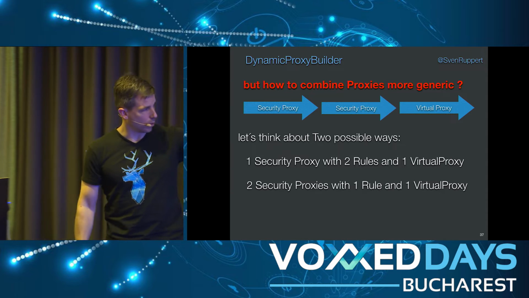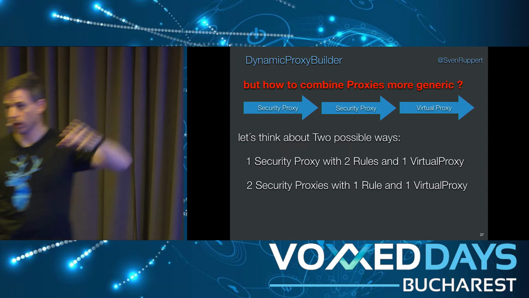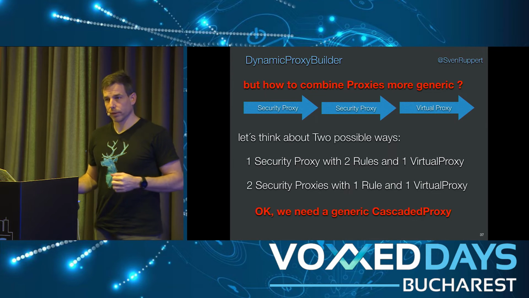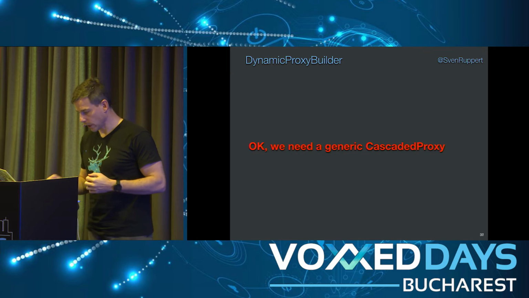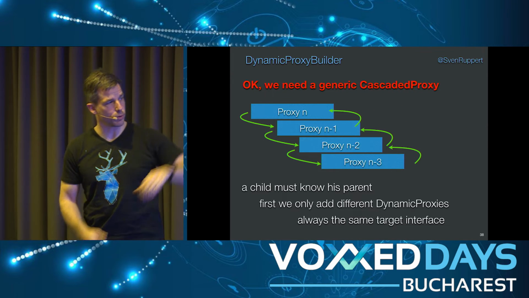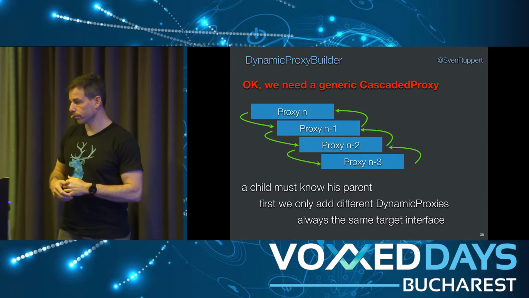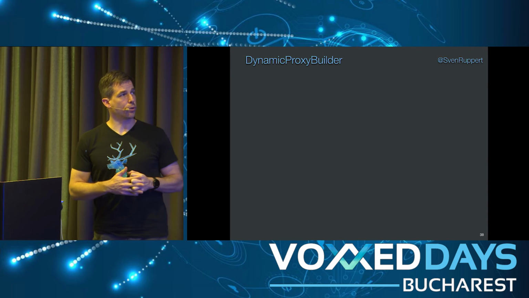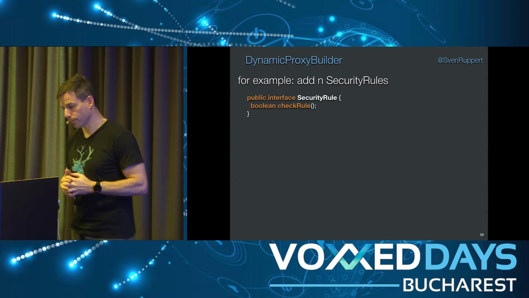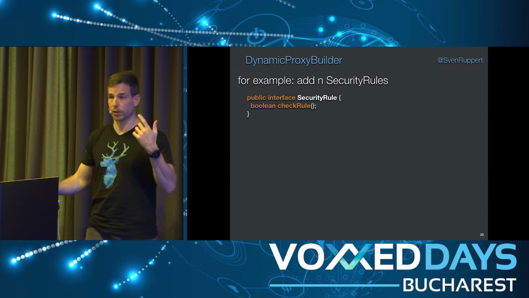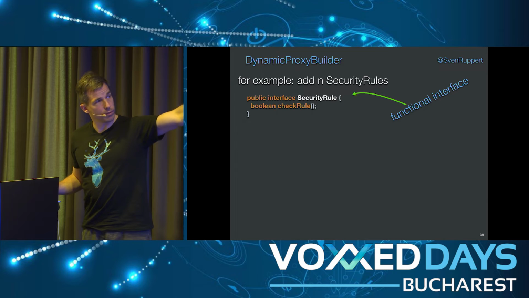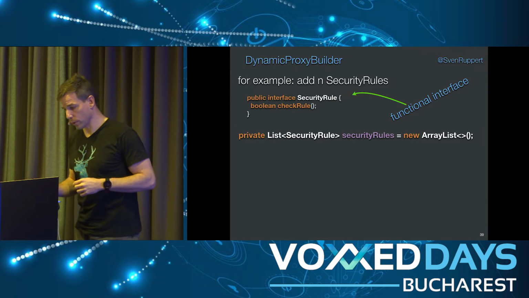The main thing, whatever I want to choose here, I need a generic way to cascade proxies. This is the main thing. You have two ways to chain proxies. The first one is that you start from the top and go to the bottom, or reverse from the bottom up to the top. Decide what's your way. And we now want to see how to build n security rules into one final security proxy. I have my security rule, for example, the decision if it's allowed to execute, yes or no, whatever is behind. And have in mind, this is a functional interface. Only as a reminder, we will use it later.